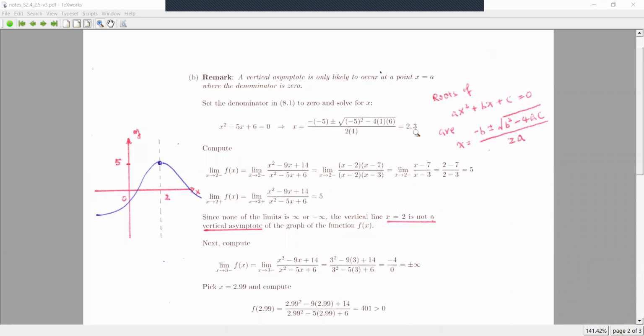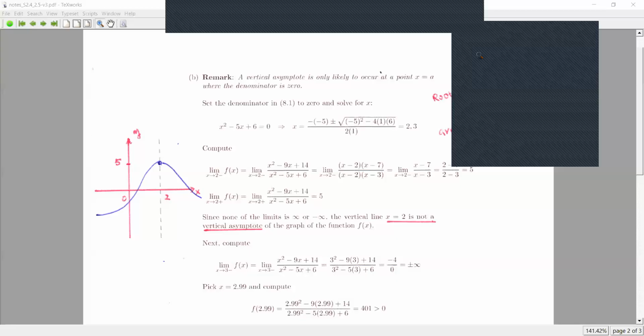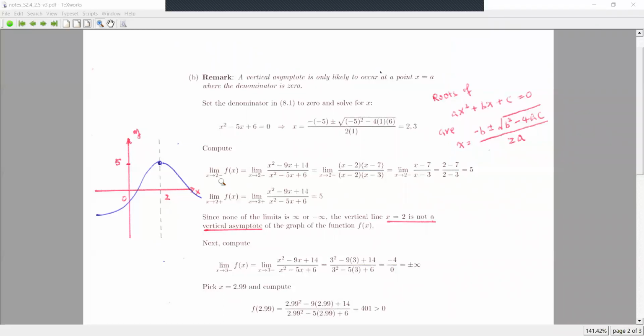Now, compute the limit at each of these 2 points. If the limit is infinity, then the function has a vertical asymptote at that point. If the limit is a finite number, then the function has no vertical asymptote at that point. For the left-hand side limit at point 2, by direct substitution, we plug in 2 for x, but then we have 0 over 0. We don't know what 0 over 0 is. So to determine the limit, we need to simplify the function.